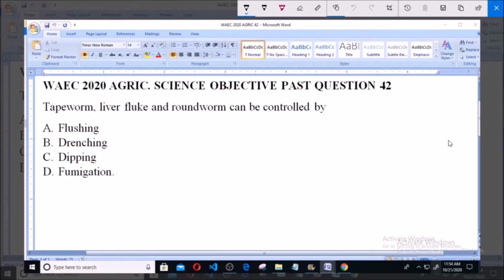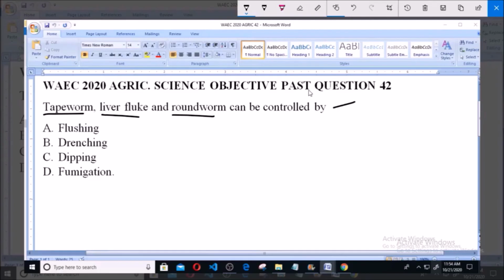Tapeworm, liver fluke, and roundworm can be controlled by A. Flushing, B. Drenching, C. Dipping, D. Fumigation. So these four options given to us are methods, or management practices that are used for one reason or the other. So let's see which of them is used to control tapeworm, liver fluke, and roundworm.